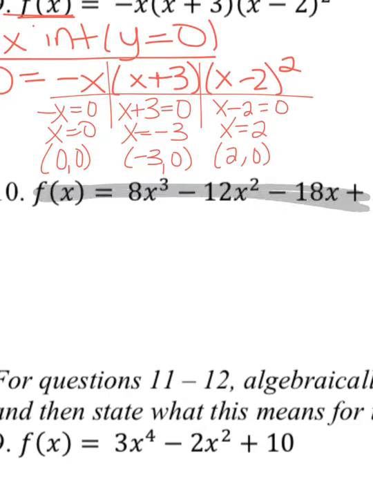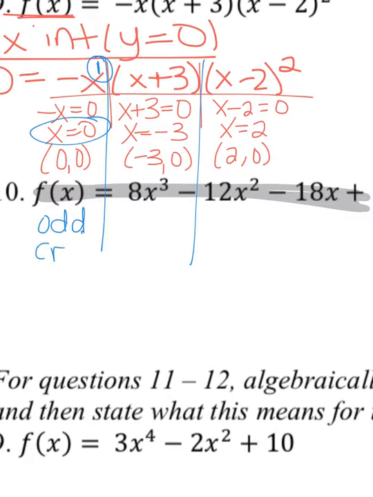So x equals 0, right, we're going to look at this. So x equals 0. This came from the factor negative x to the first power. So that exponent is a 1. 1 is odd. And if the multiplicity is odd, that means it will cross the x-axis.